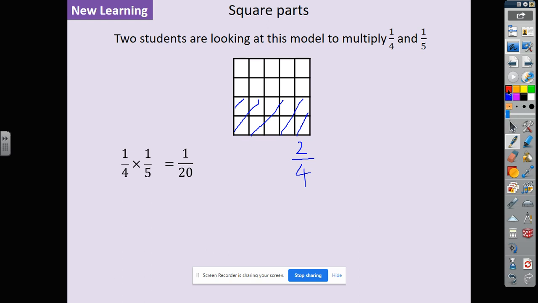Okay, so let's go for red. Let's multiply it by 2/5. So I'm going to go, that's 2/5, so 2 columns coming down here like this. So we're multiplying that by 2/5.